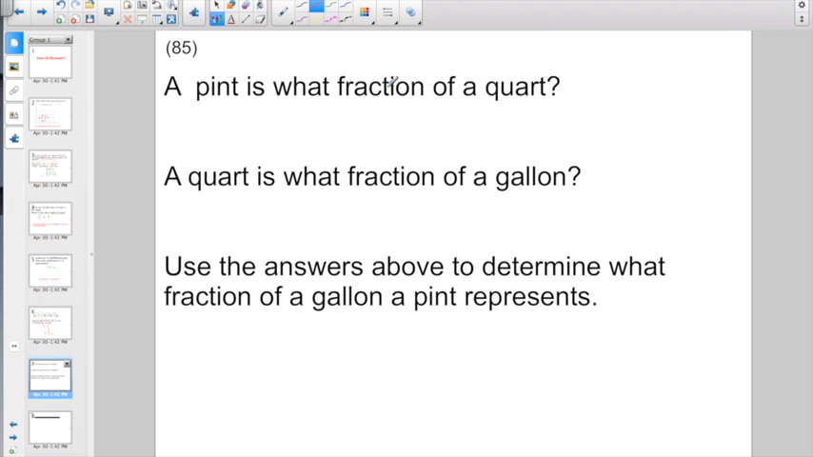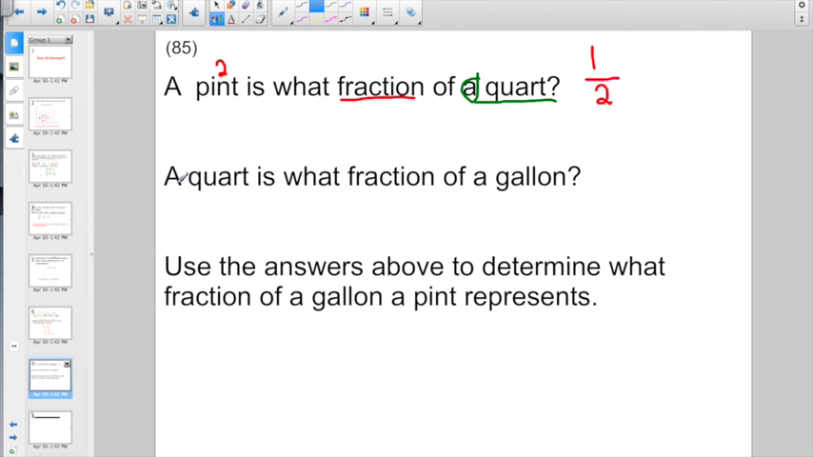A pint is what fraction of a quart? You could go back into lesson 85 and it will tell you that there are 2 pints in a quart. So how am I going to list this out as a fraction? Well, the denominator of fractions is always the total number of pieces. We have a total of 2 pints in a quart. And if I'm talking about a quart, sounds to me like just 1 quart, right? We're talking about 1, so your fraction would be 1/2 of a quart.